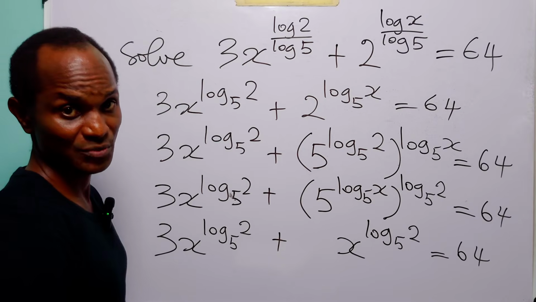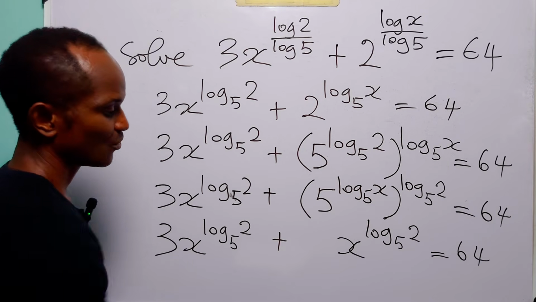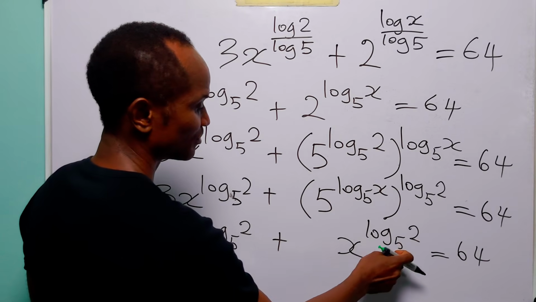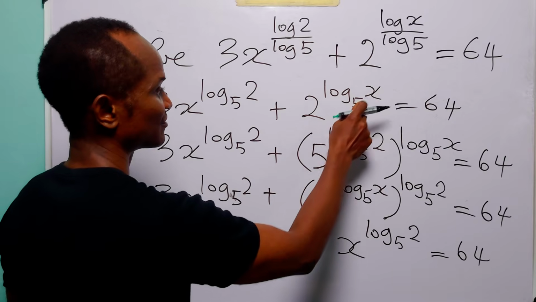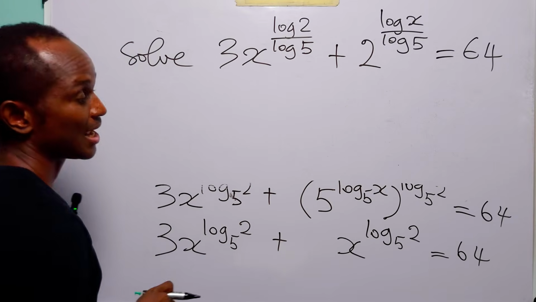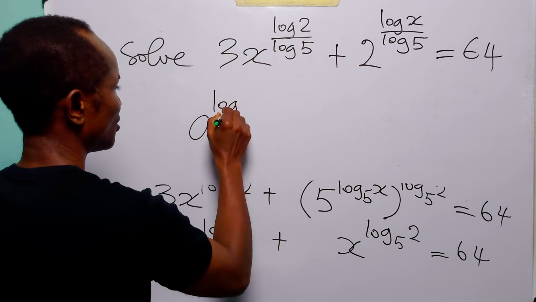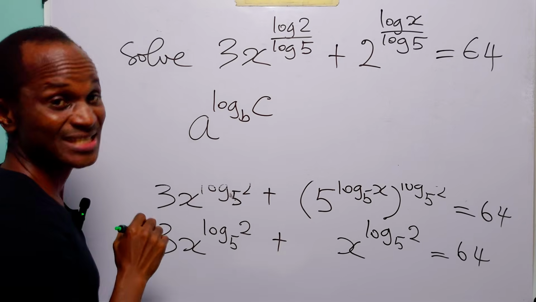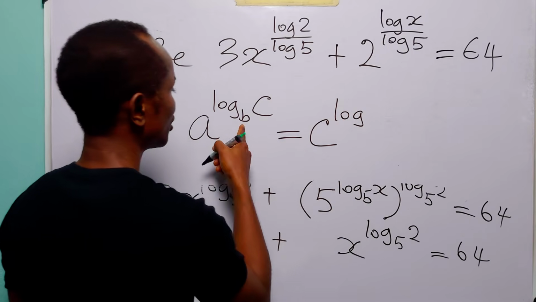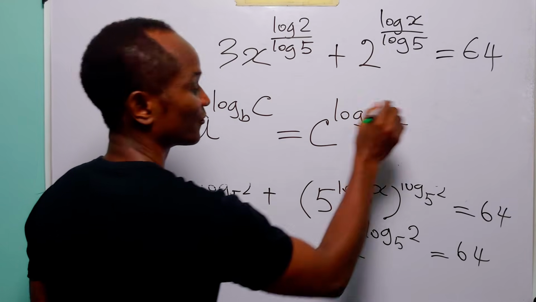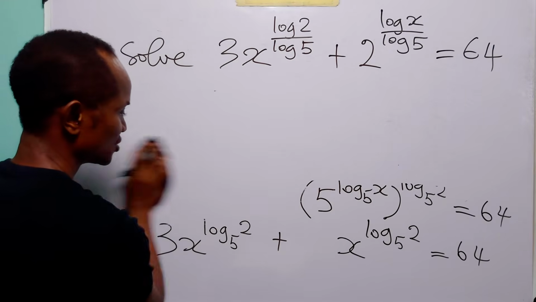Now, before we continue with the solution, I'd like you to note this very important identity. We have that x to the power log base 5 of 2 is equal to 2 to the power log base 5 of x. And actually, in general, we have that a to the power log base b of c is equal to c to the power log base b of a. Now, let us go on with the solution.